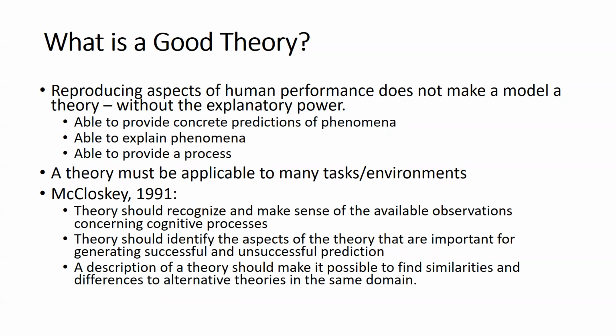McCloskey in 1991 actually defined three criteria for what a good theory is. The theory should recognize and make sense of the available observations concerning cognitive processes. The theory should identify the aspects of the theory that are important for generating successful and unsuccessful predictions. And a description of a theory should make it possible to find similarities and differences to alternative theories in the same domain.